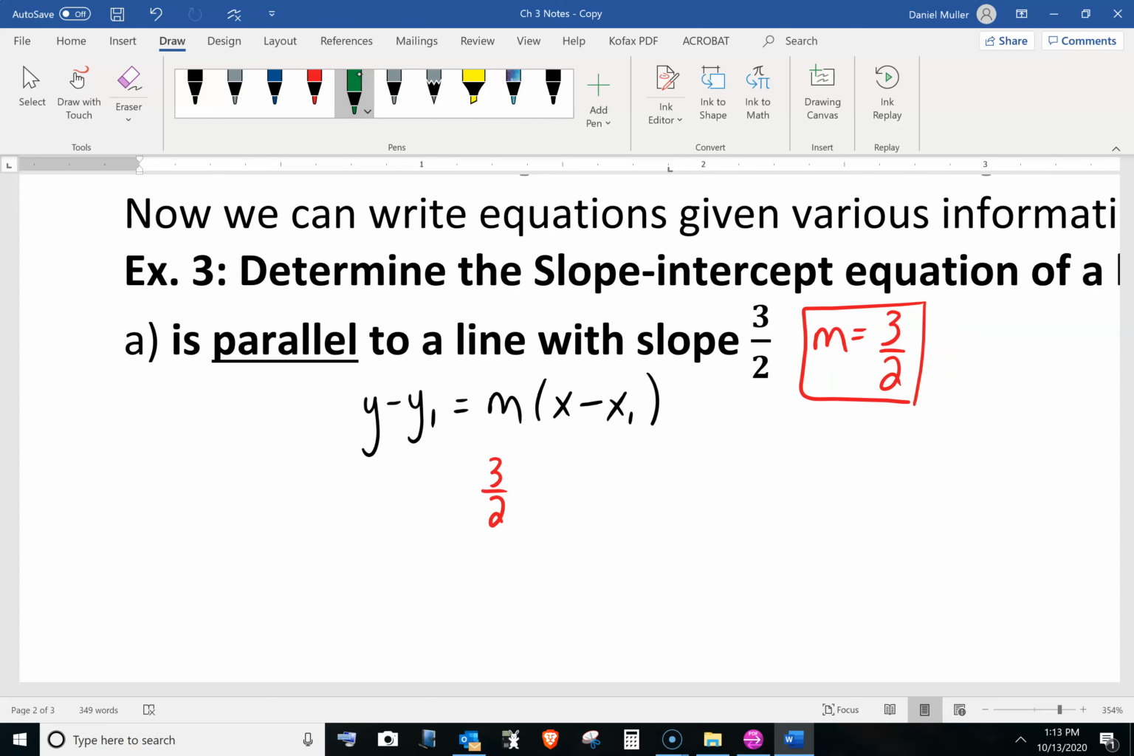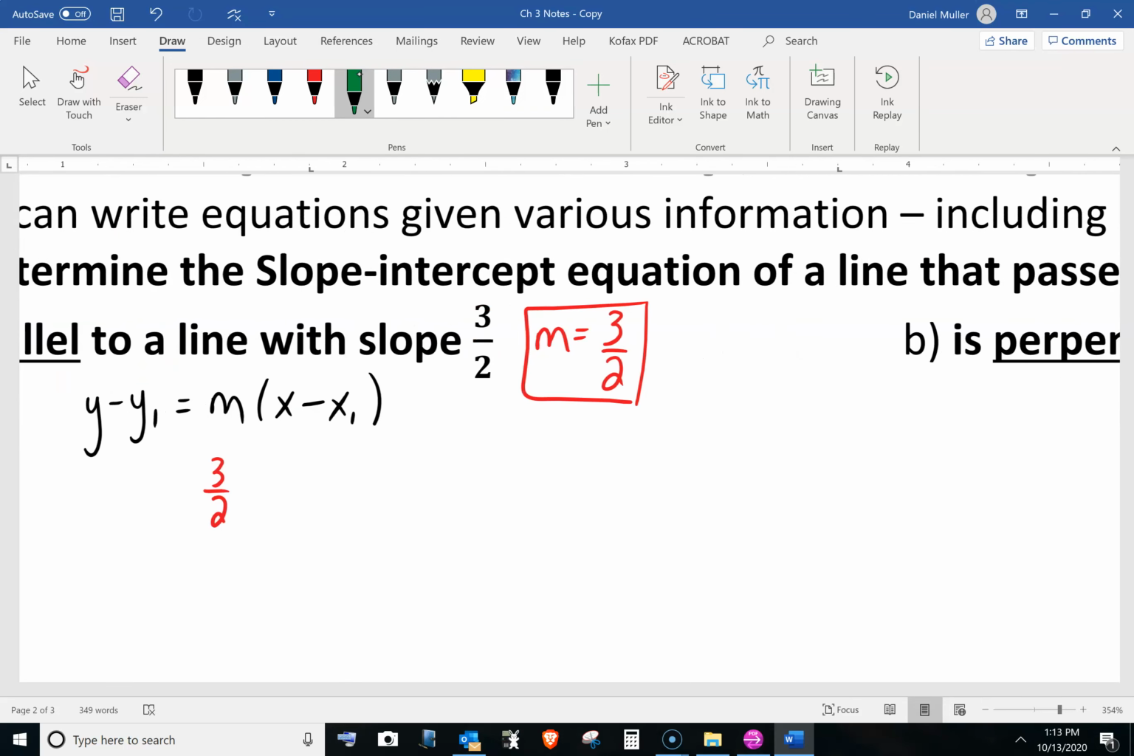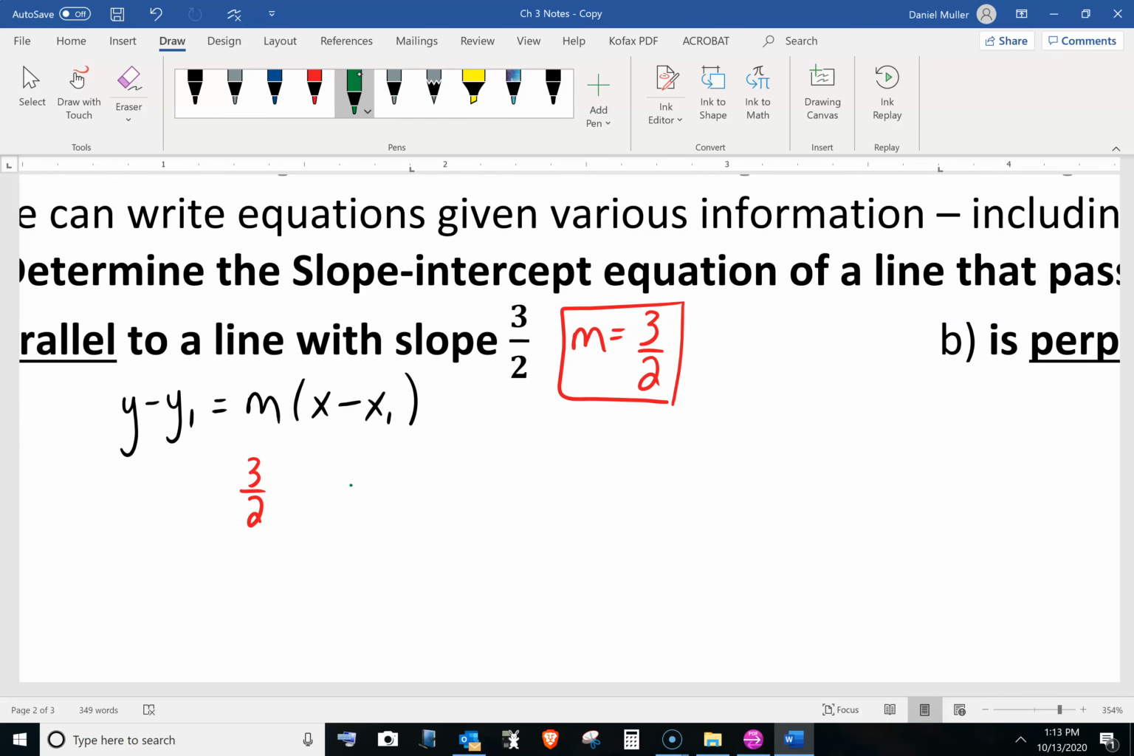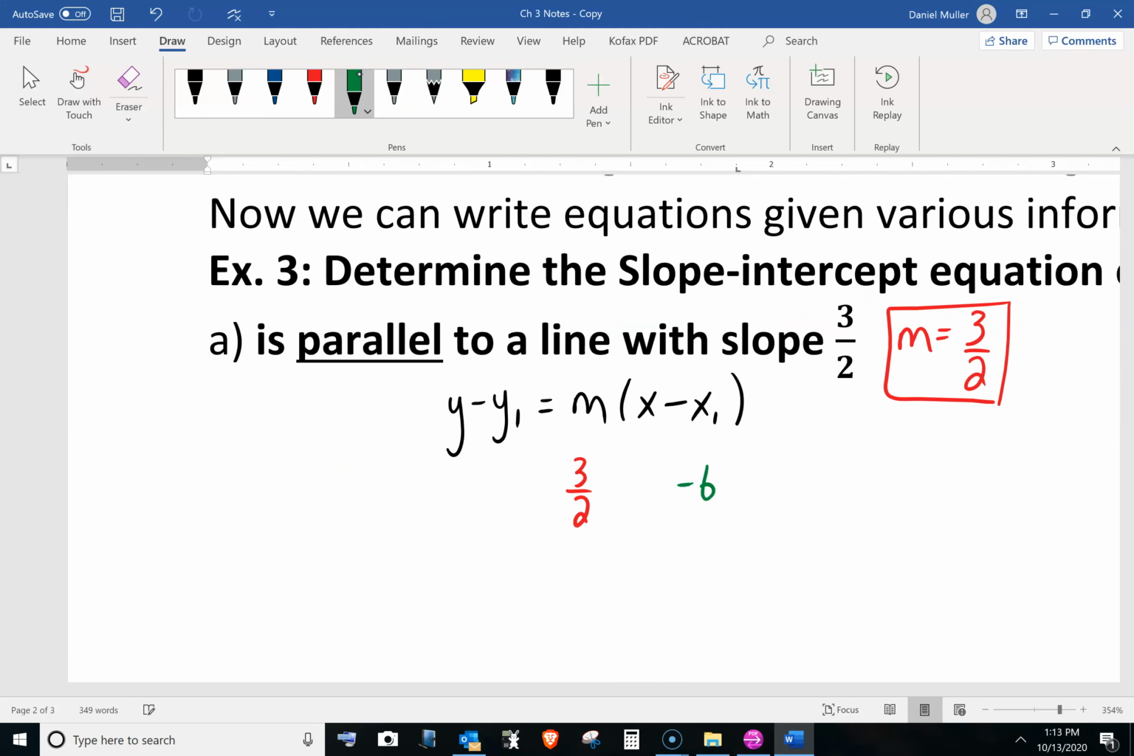So that's our slope, 3 over 2. And then we have a point, which is -6 is our x1. So our x1 here is -6. And our y1, I can't remember, 4. That's our 4. So we've got y minus 4 equals our slope bracket x minus our minus 6. Okay, so that's actually going to be a positive 6. So maybe I'll write that. y minus 4 equals 3 over 2 bracket x plus 6.